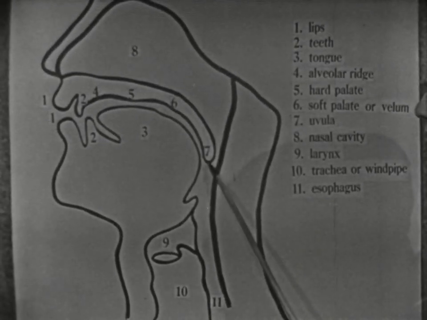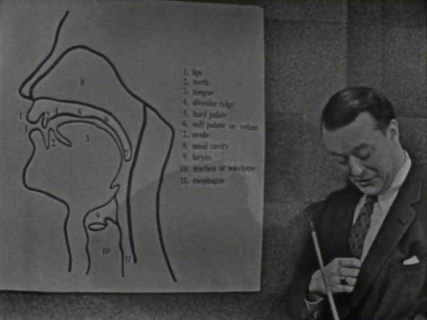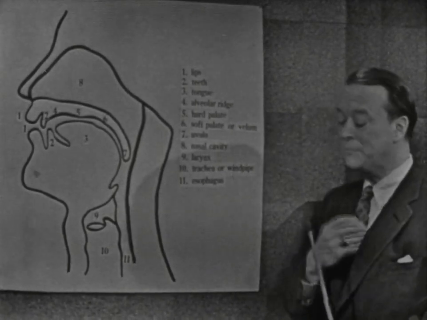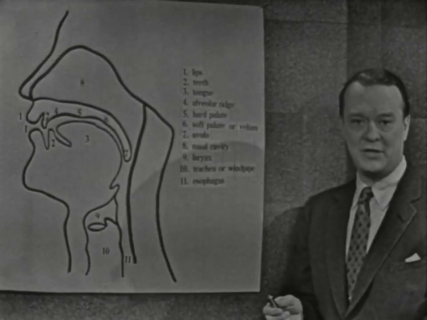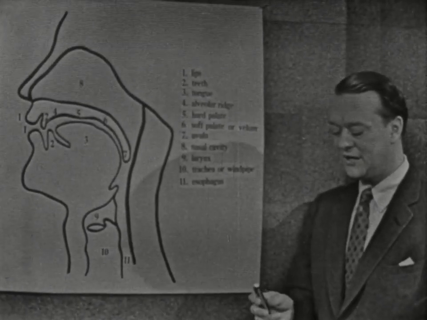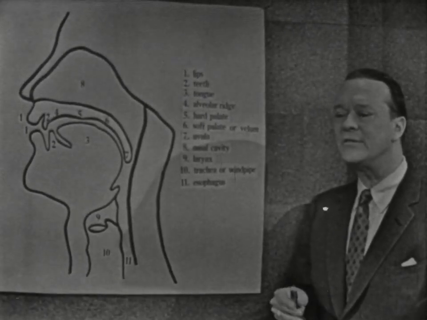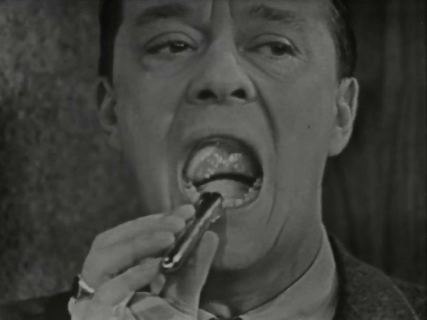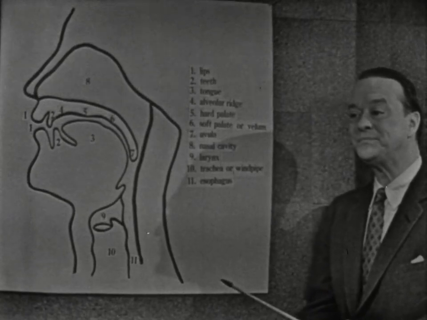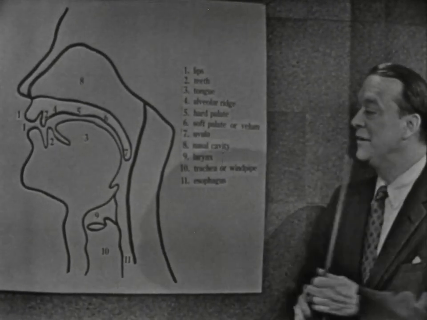Now, at the end of the velum is a little tongue of skin called the uvula. And the uvula is a very interesting little piece of mechanism, and I want to show it to you now. I'm going to open my mouth and say, ah, the way the doctor says we should do it when he wants to see down our throat. And I want you to see that little tongue of skin that hangs from the end of the velum. See that little tongue of skin? Well, that's the uvula.